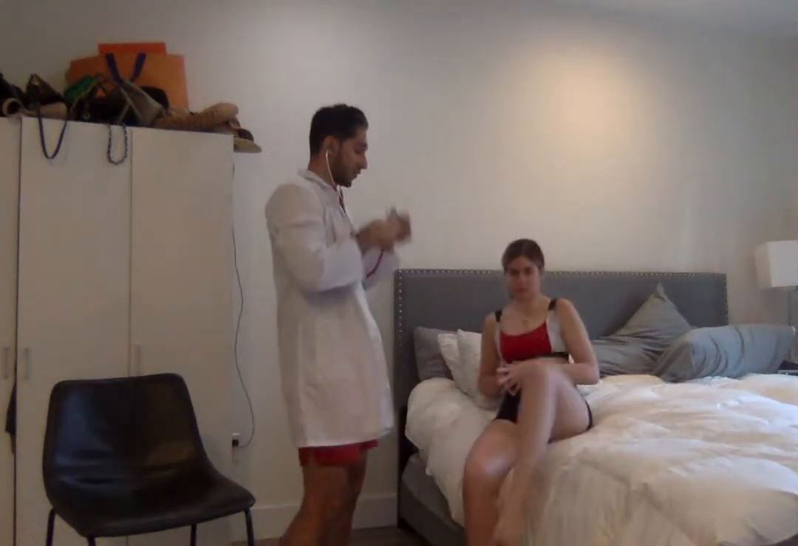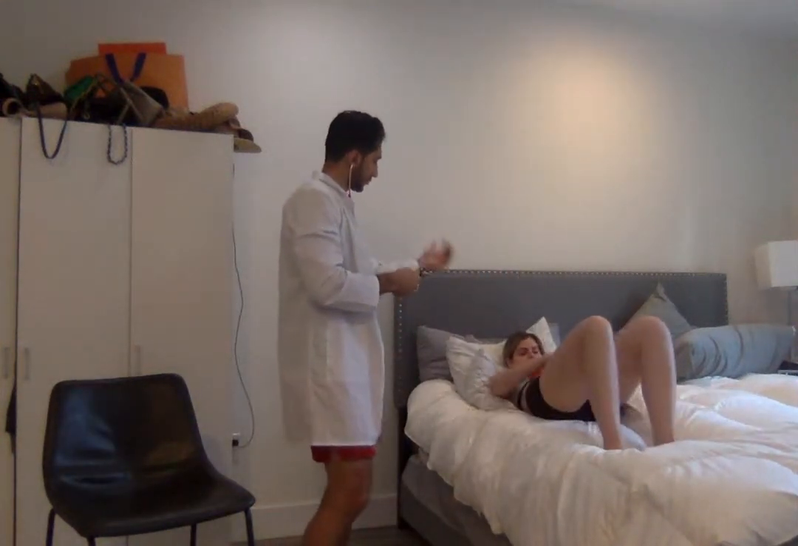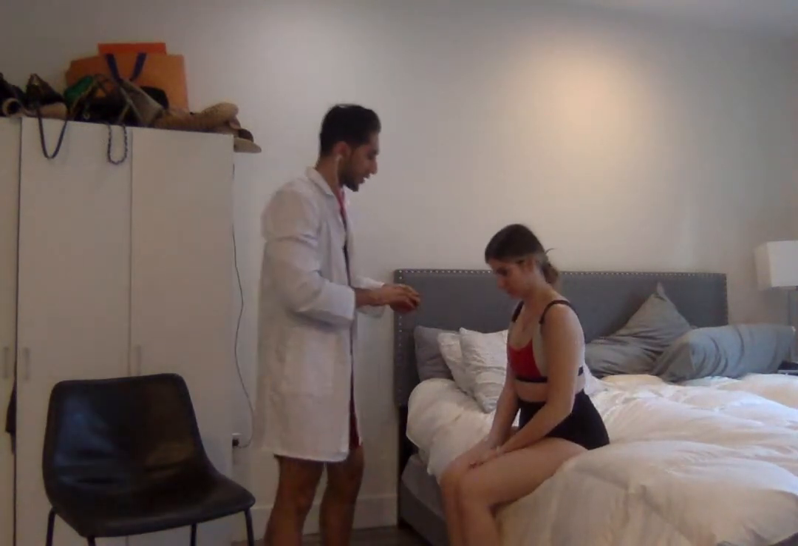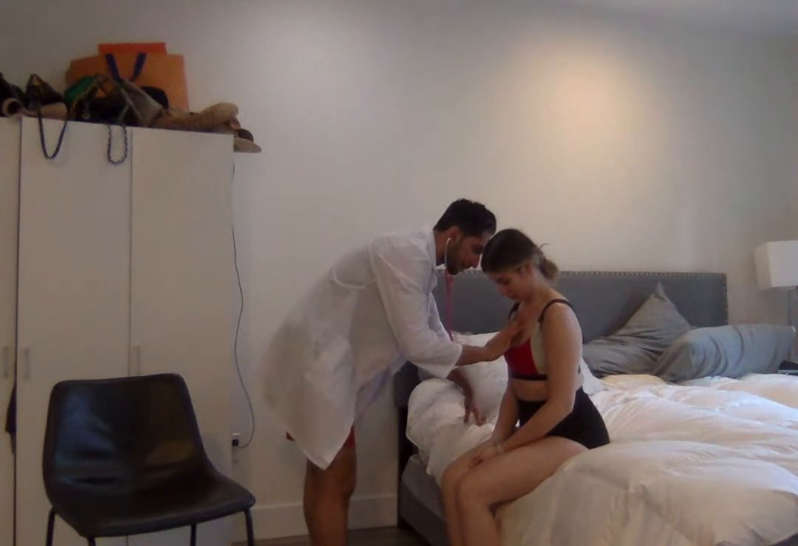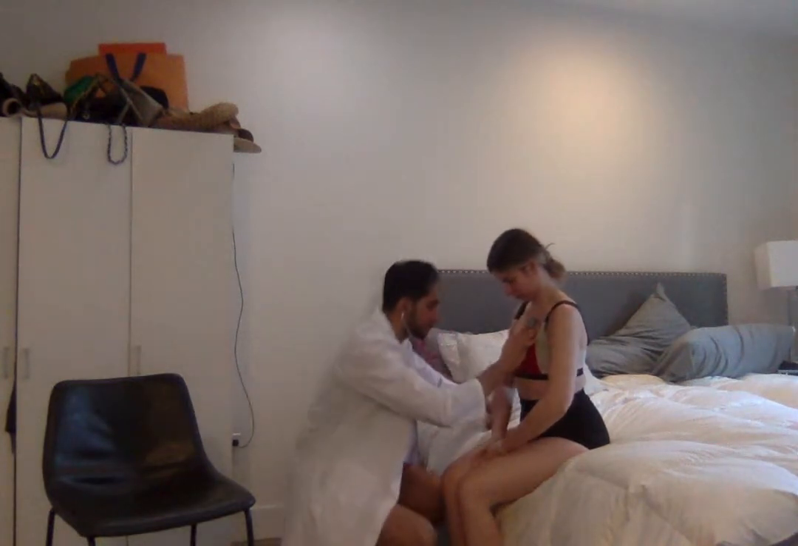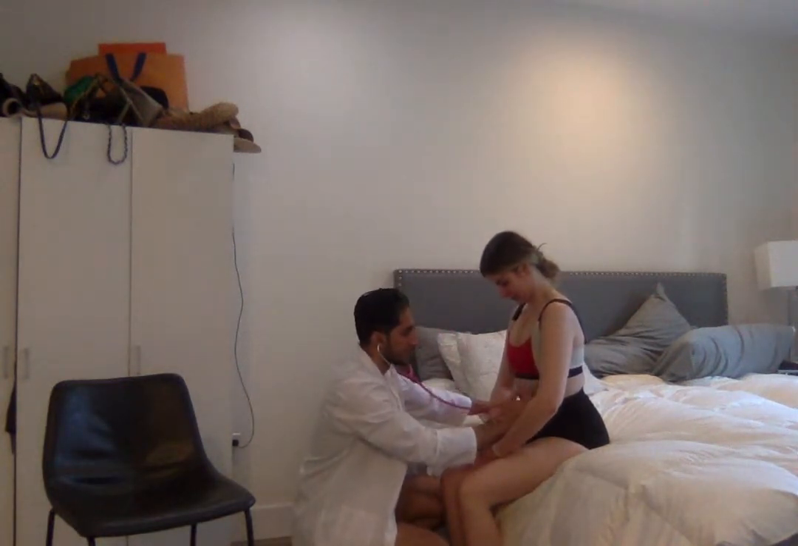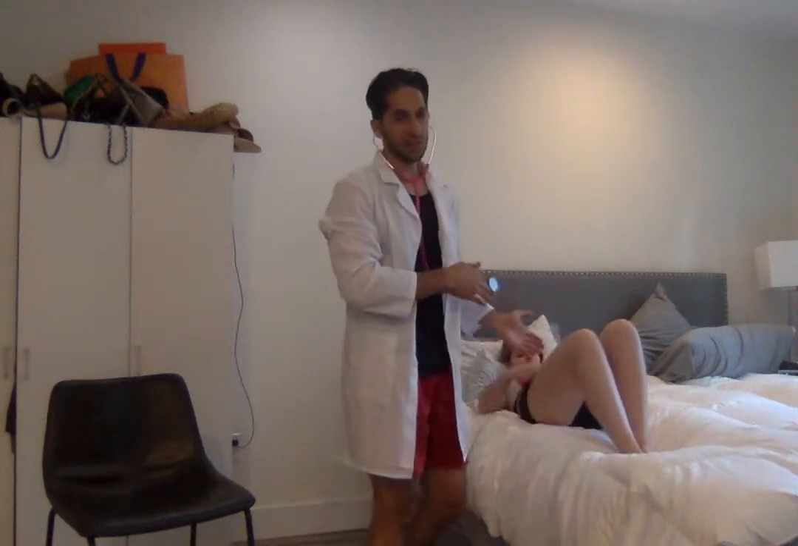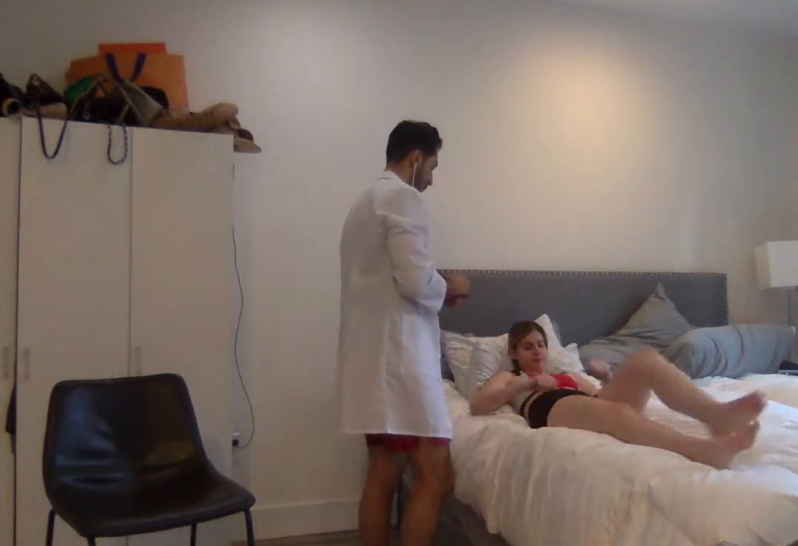We will also listen for any murmurs or bruits. And this is with the patient leaning over. No murmurs or bruits heard. Now we want the patient to lie down at a 30-degree angle, and we'll do the same thing.